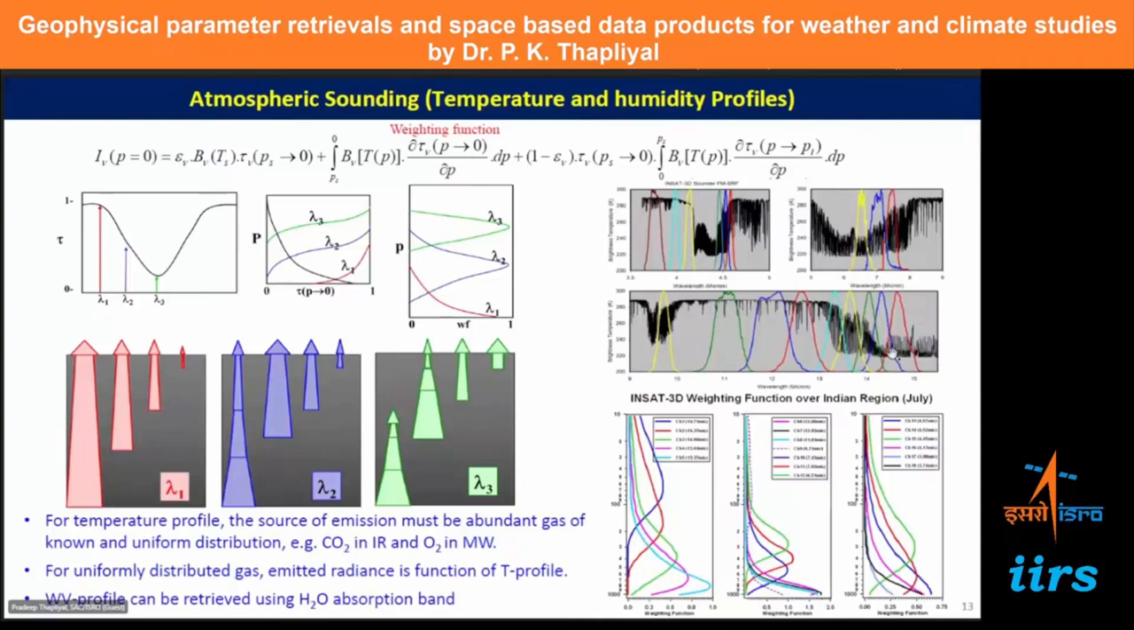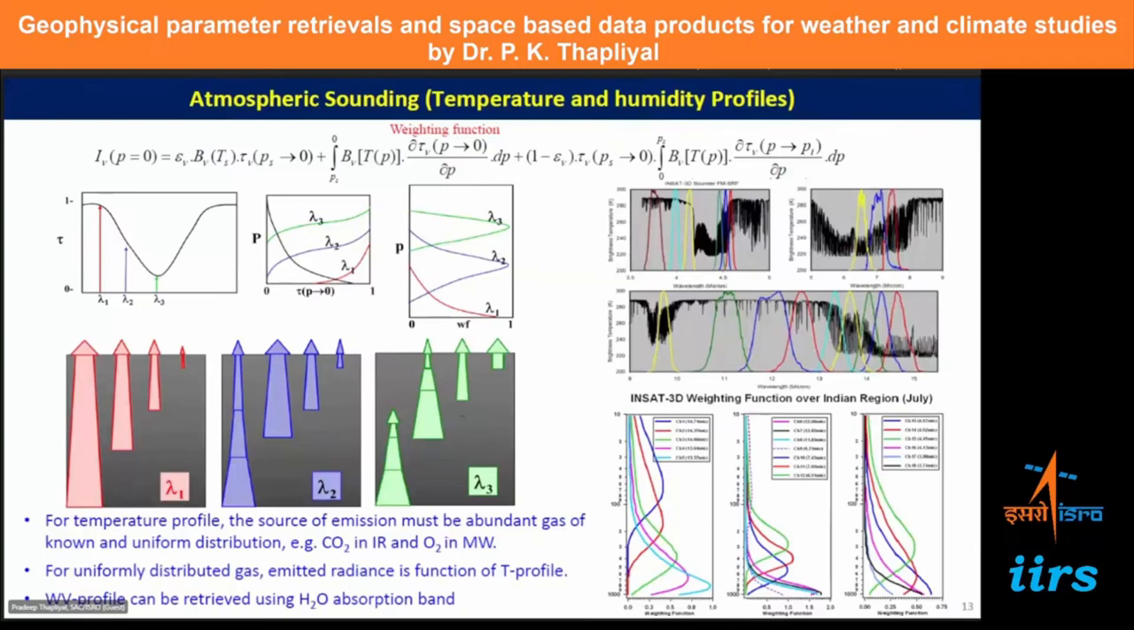Now, if you want to retrieve water vapor, in that case you will make use of these three channels which are in the water vapor absorption band. This absorption band is because of water vapor. It is from 6 to 8 micrometer. What will these three channels show you? They will show you the variation of water vapor in different layers in the atmosphere.